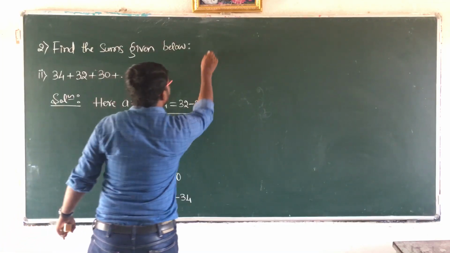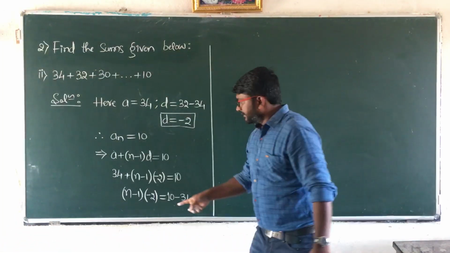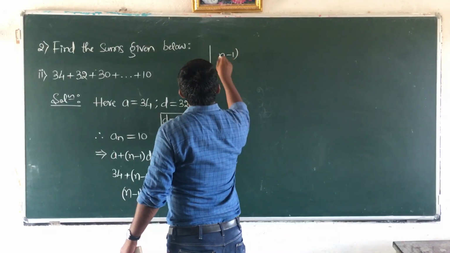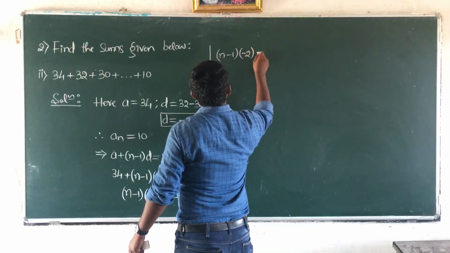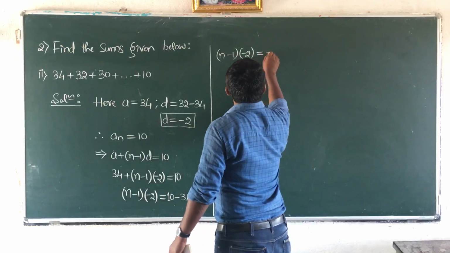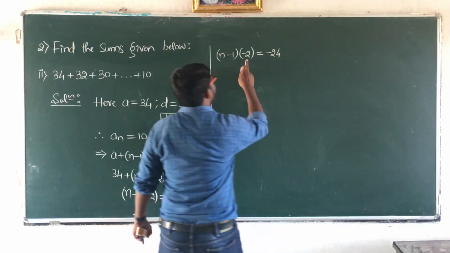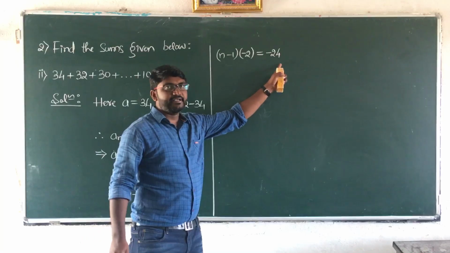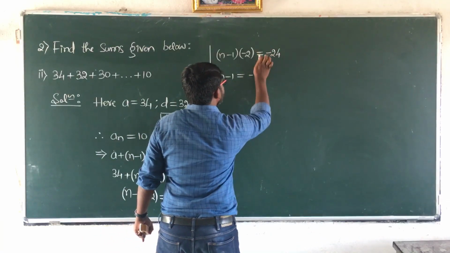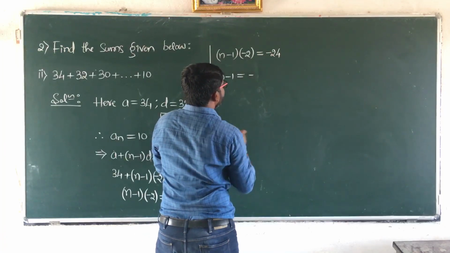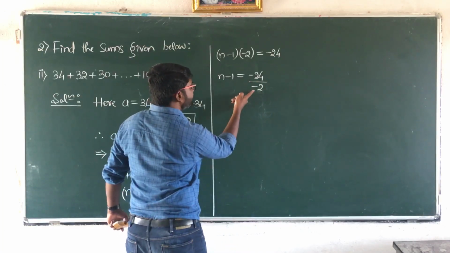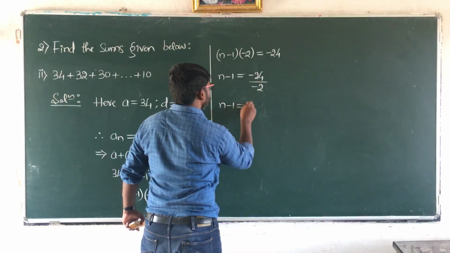So now see here, write the left hand side term as it is, (n minus 1) into minus 2. This is equal to, what is 10 minus 34? It is minus 24. Now you take minus 2 to the RHS, it goes to the denominator. n minus 1 is equal to minus 24 divided by minus 2. So minus by minus it is plus, n minus 1 is equal to 12.